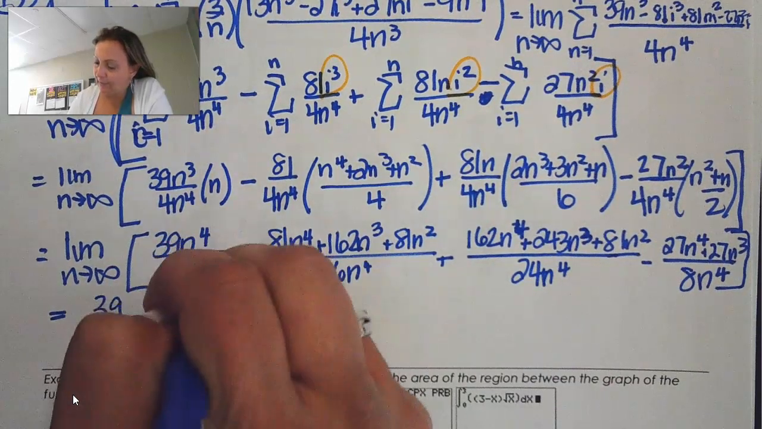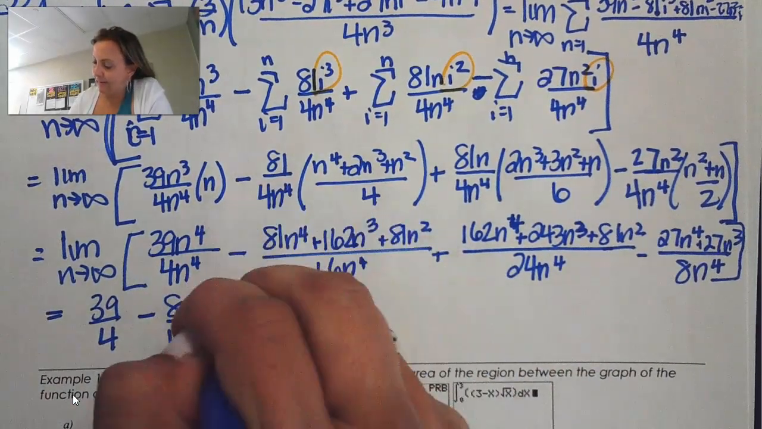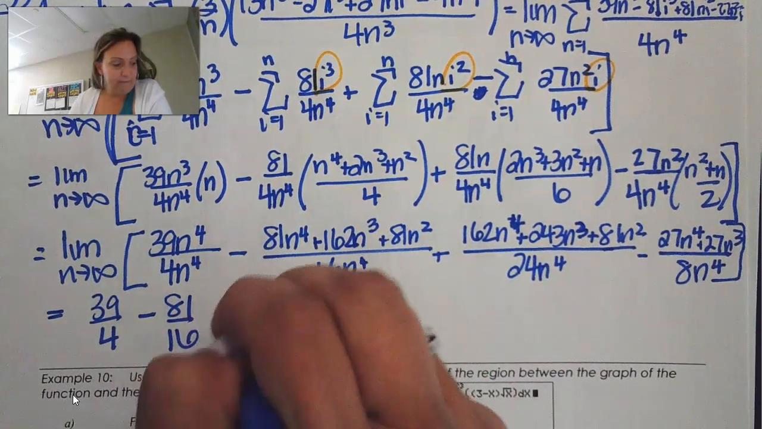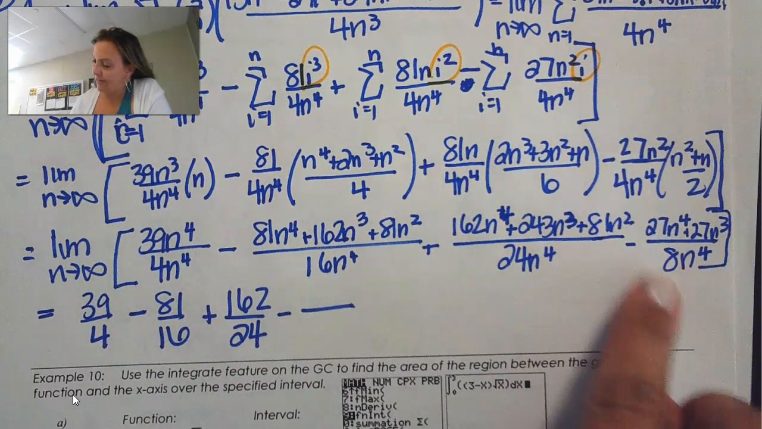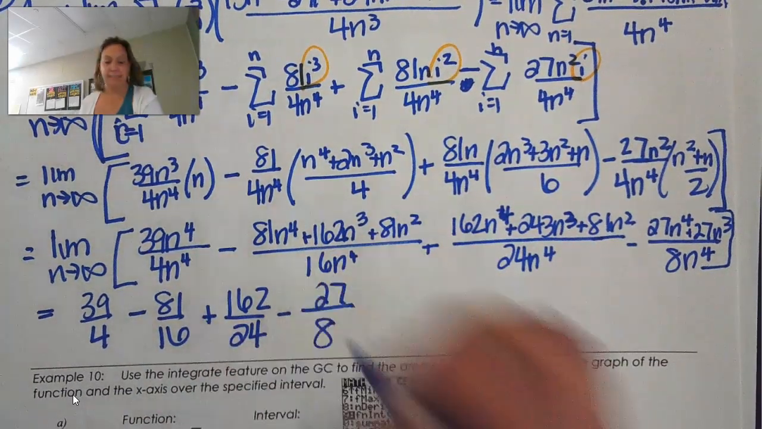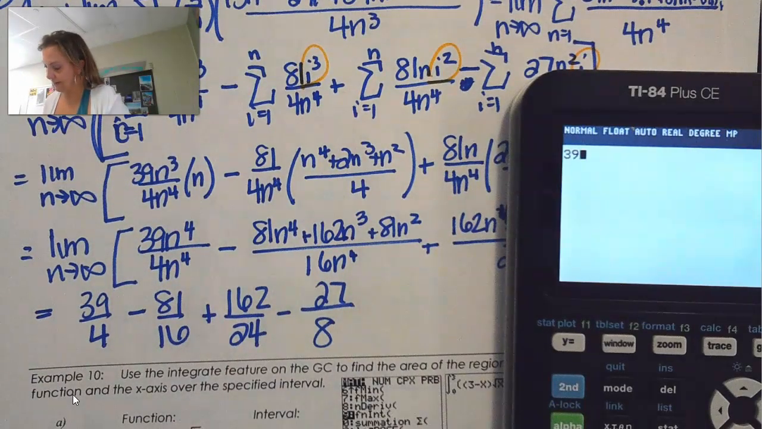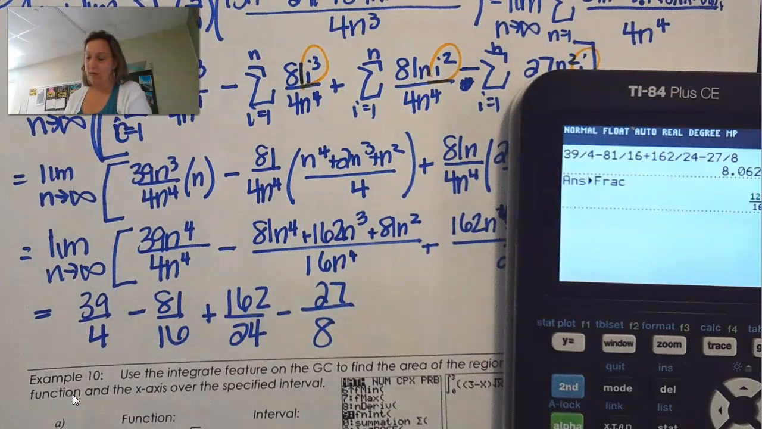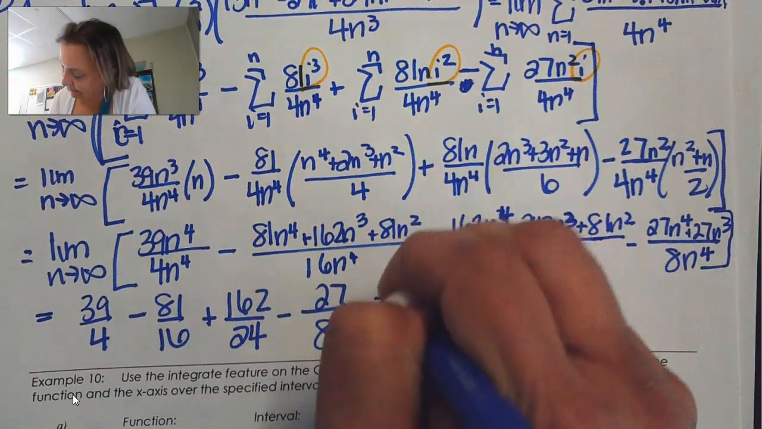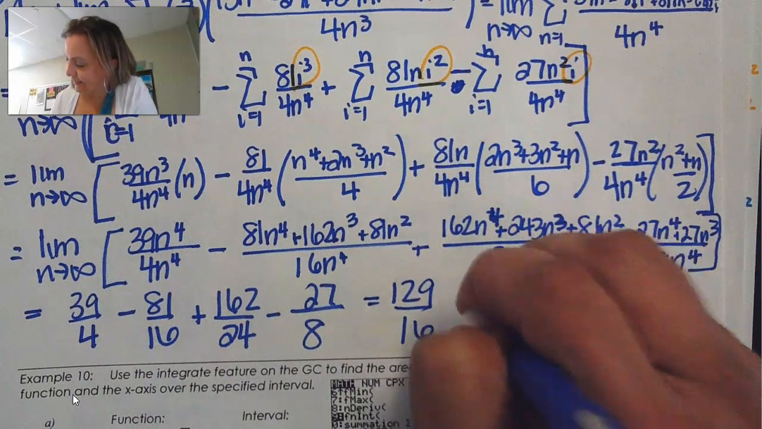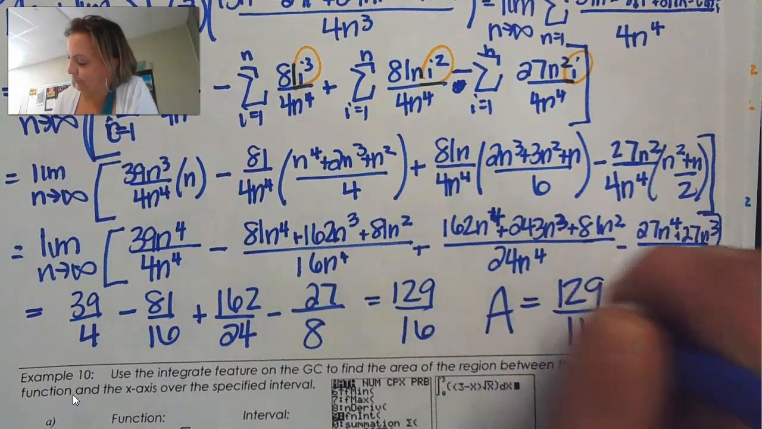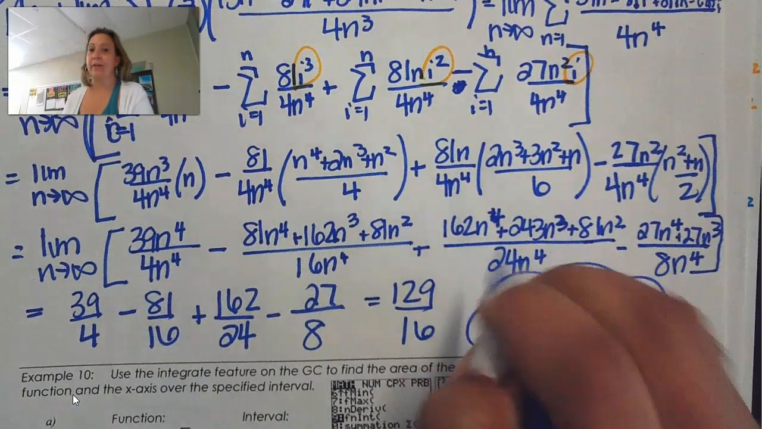This gives me 81 sixteenths. These match. That's 162 over 24. These match. That's 27 over 8. And if we put those together, 39 fourths minus 81 sixteenths plus 162 24ths minus 27 eighths, I end up with 129 over 16. And so that is my area, 129 over 16 square units.